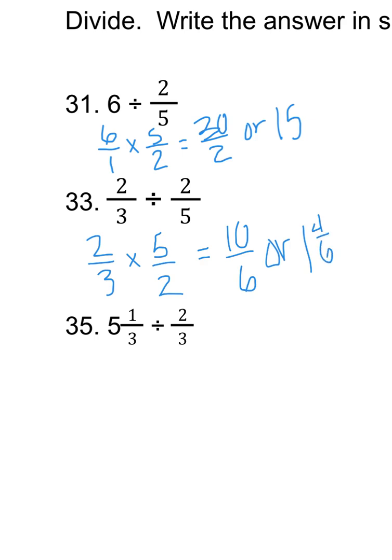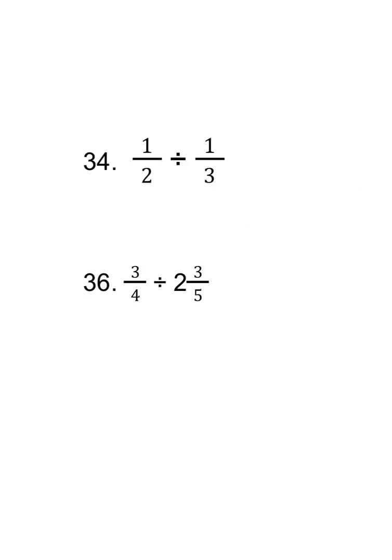Oh, but that is also not the simplest form. So we're going to go one more time. We're going to divide 4 by 2 and the 6 by 2. We're going to end up getting 2/3. So 1 2/3 is going to be the final answer for that one. Going over to 34, we have 1/2 divided by 1/3. So we're going to flip and multiply. We are going to end up getting 3 over 2, or 1 1/2.